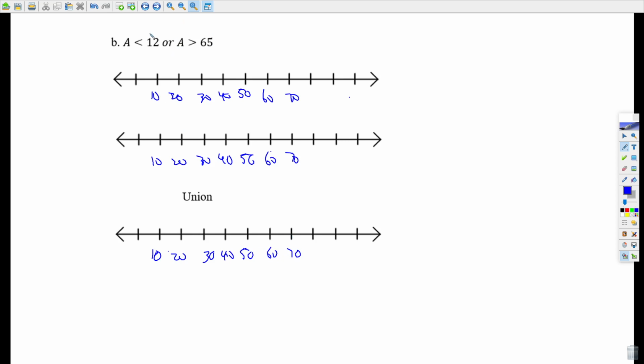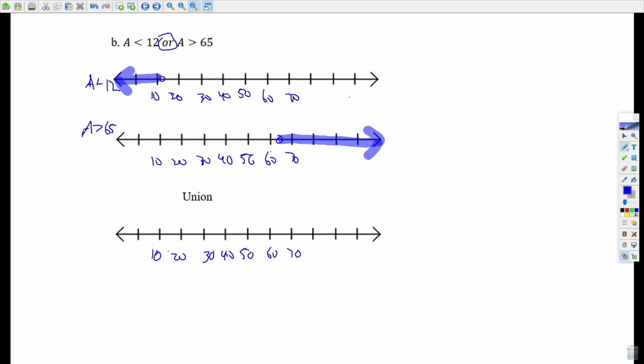Okay, so now I'm going to graph each one individually. We'll do a is less than, not equal to, just a is less than 12. We'll have to estimate it. It's an open circle at 12, so it's going to be probably right around here. And less than means you shade to the left, like this, with an open circle. The next one is a is greater than 65. So we start at 65, open circle, about halfway between 60 and 70. Greater than means all the numbers to the right of it, all the bigger numbers.